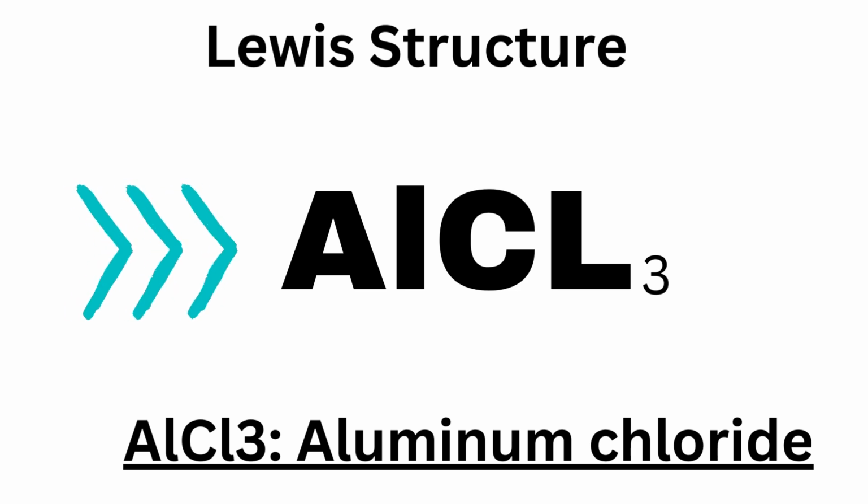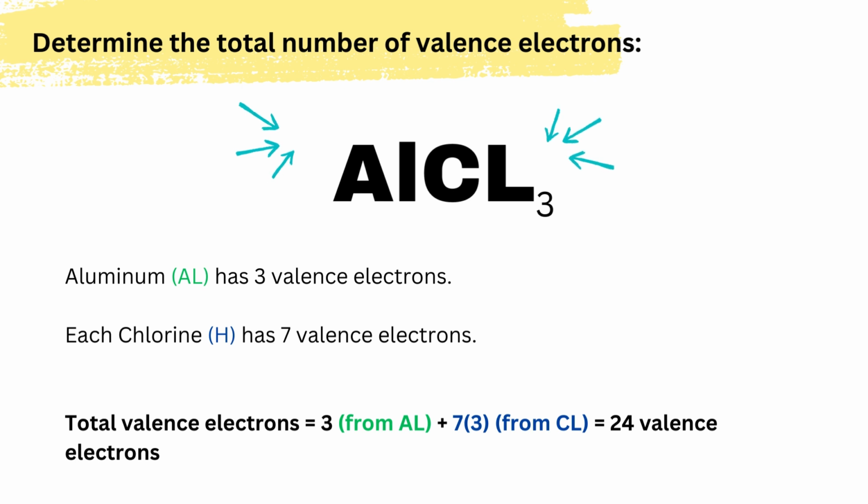So we'll follow these steps, determining the total number of valence electrons. As you know, aluminium has 3 valence electrons and each chlorine has 7 valence electrons. So in total we have 3 for aluminium and 7 times 3 for chlorine. It means that we have 21 valence electrons from chlorine and 3 valence electrons from aluminium. So in total we have 24 valence electrons.